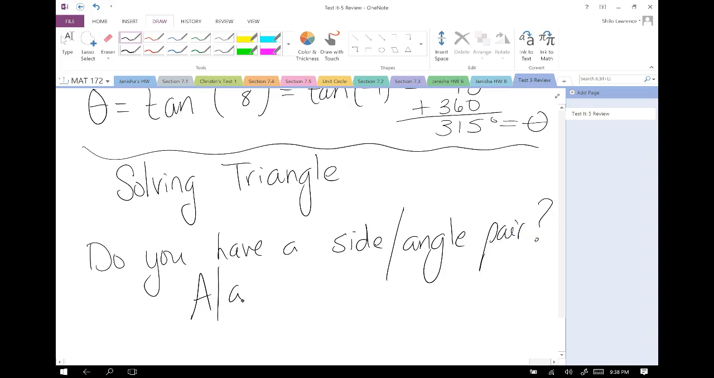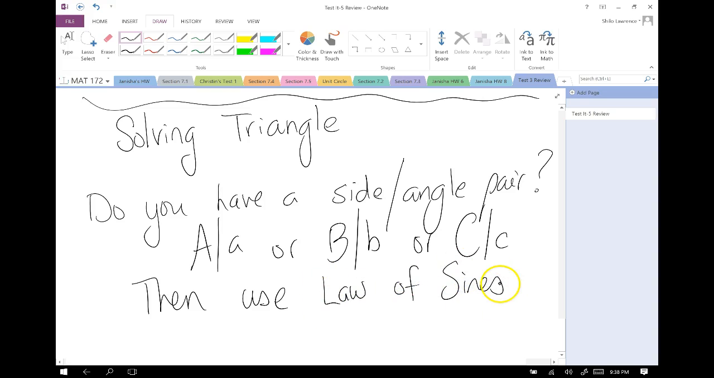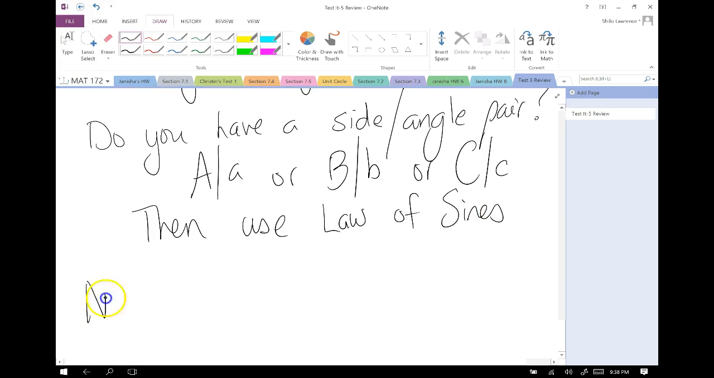So if you had the angle A and side A, or angle B and side B, or angle C and side C, then you could just do law of sines. Law of sines is a lot easier in my opinion. But the good thing about law of cosines is you only ever have to use it once. Because once I use law of cosines to solve for another piece of that triangle, then I will have a side angle pair.